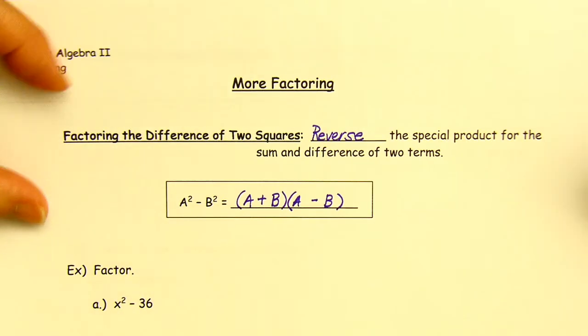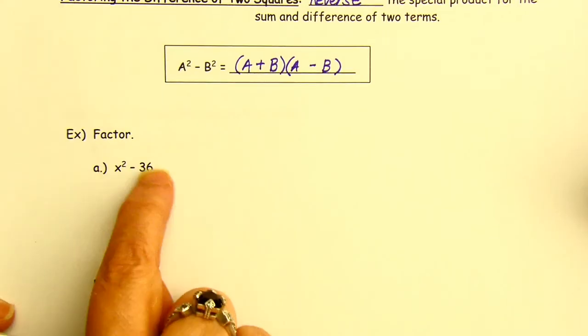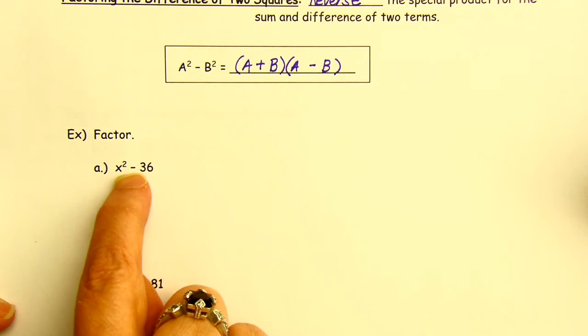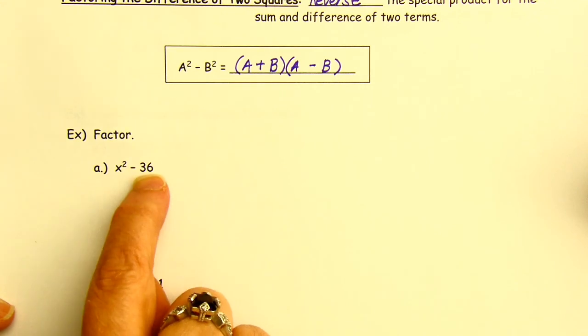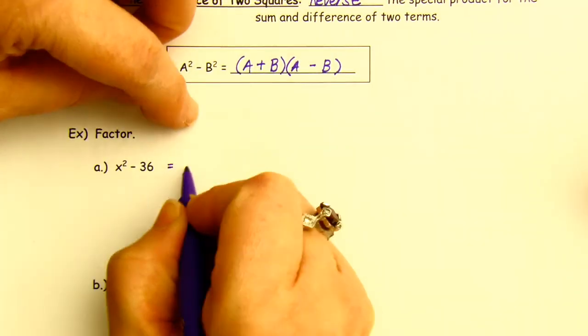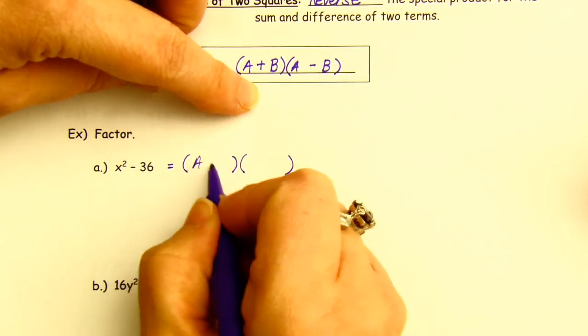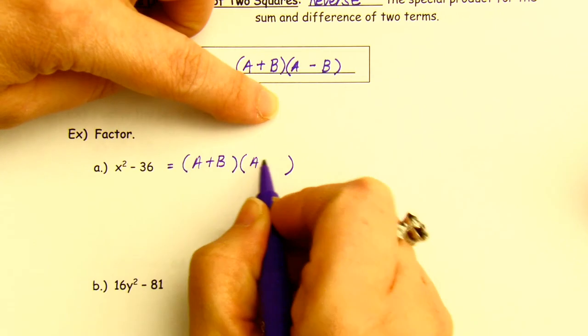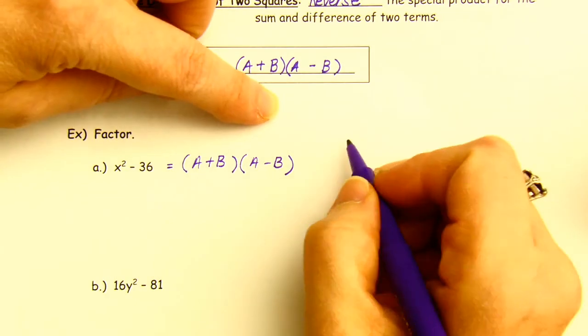All right, let's do an actual example. You have to look at the polynomial and ask yourself, are these two items that are separated by subtraction, are they squares? Well, x squared is a square. 36 is a square. 36 is 6 times 6. So how do I get my a and my b? You know, because this is going to factor as a plus b times a minus b. I have to figure out what my a value is. It's not too terribly difficult.